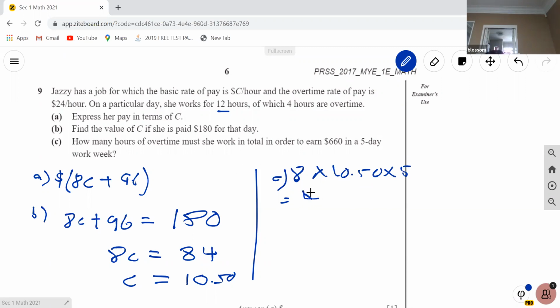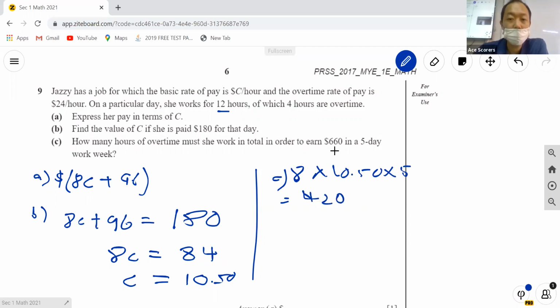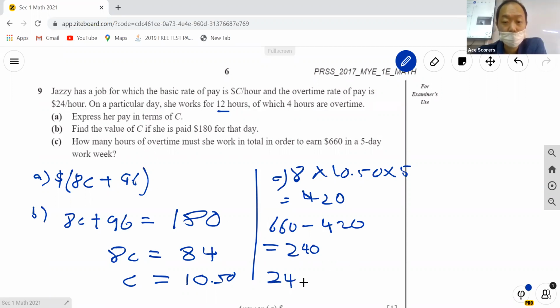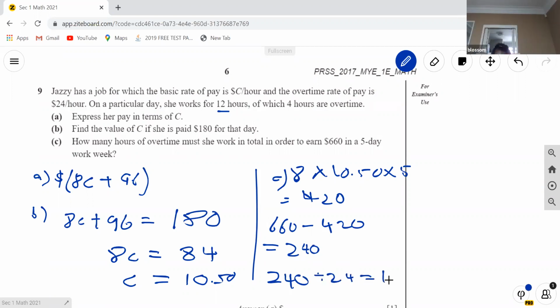So $420 is the normal pay, and then the rest will be the overtime pay. So 660 minus 420 equals 240. So there has to be $240 of overtime. And since she's paid $24 per hour, the overtime is divided by 24. And we get 10. Okay, so the final answer is just 10 hours.